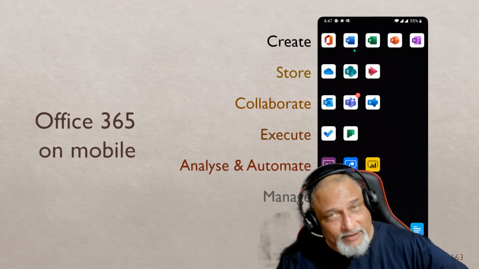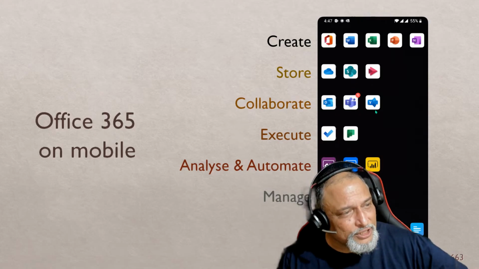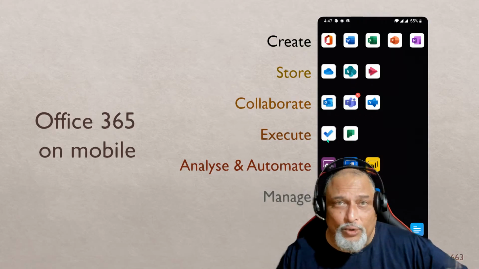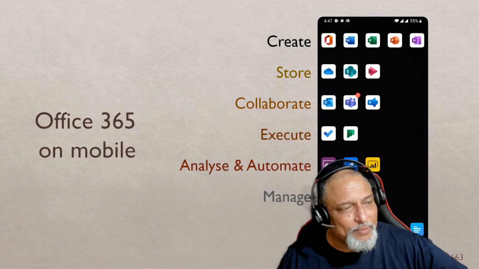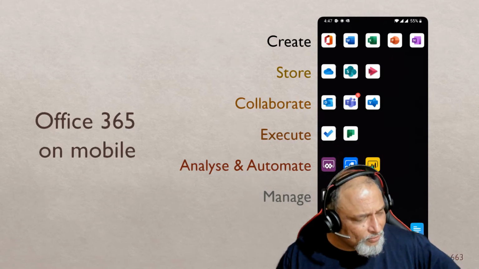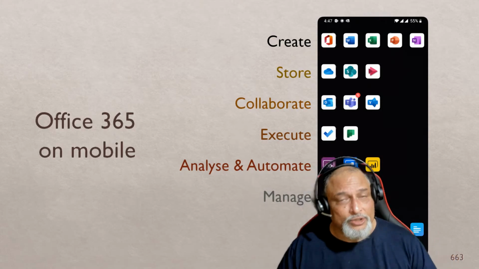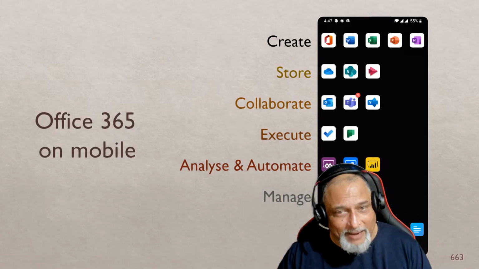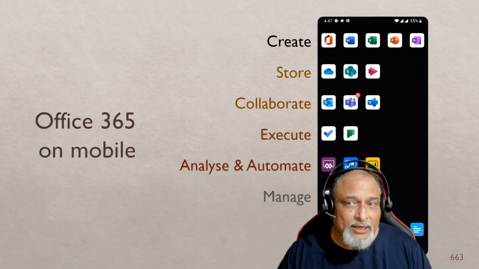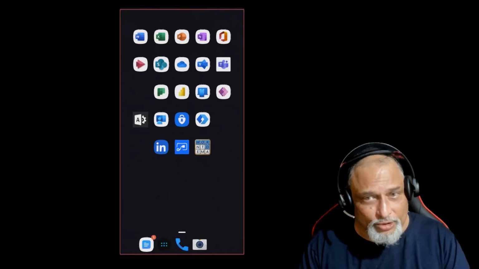So you can create stuff, you can store it on OneDrive, SharePoint, Stream, collaborate with each other, execute work, To Do list and Planner, and Power Apps, Power Automate, and Power BI. All of that is available on the mobile. So today we are going to see a special app which is Mobile Office. Literally Mobile Office. So I'm actually going to use my mobile.